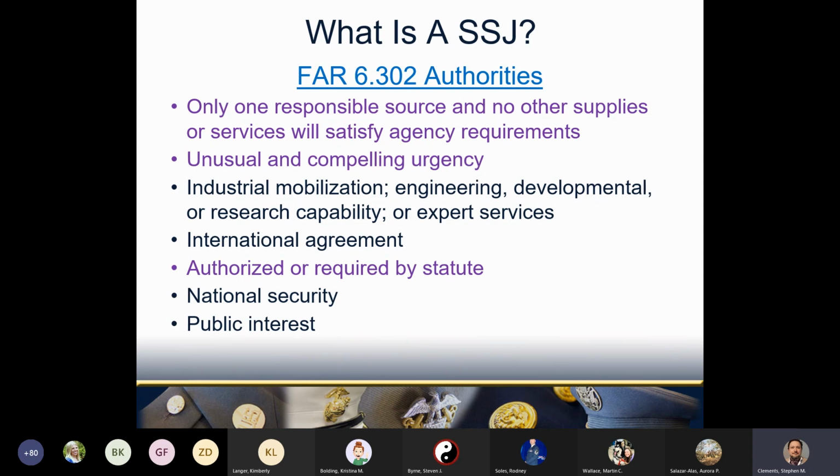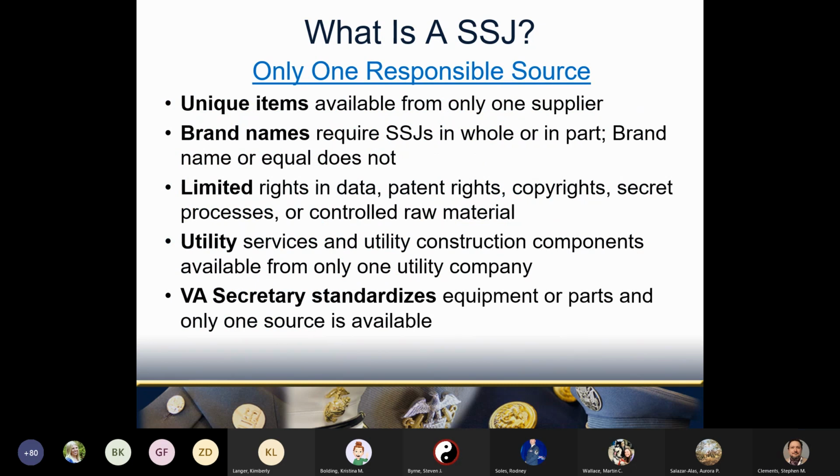It specifically says that. Public interest, that's one we don't get to use since none of us are the VA secretary. Only heads of agencies can use this authority to decide full and open competition is not in the public interest for a given requirement. And even if they choose to do it, they still have to make a written justification to do so.